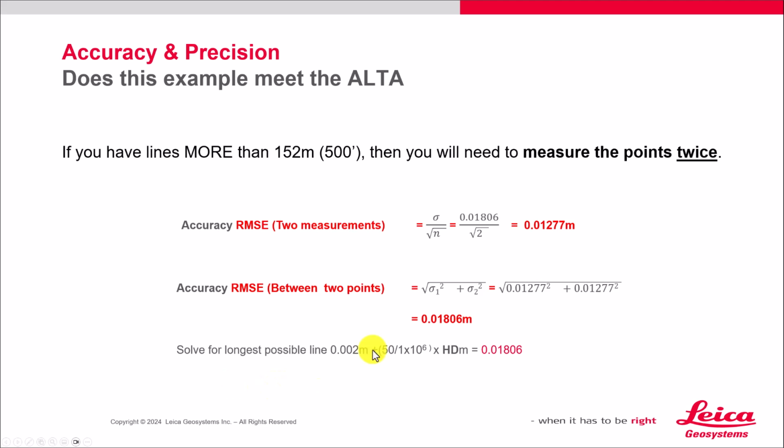So if we solve for the longest possible line using the 2 millimeters constant plus 50 parts per million times some distance, we can't go past this if we measure twice. But we want to know how far apart some property corners could be if we took 2 measurements on the same point. So you can be 321 meters, or a little over 1,000 feet apart, if you use real-time kinematic network and you measure each point twice. So be careful about that distance between the property corners.